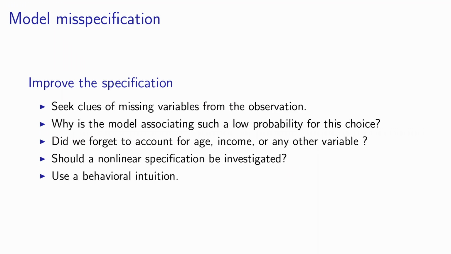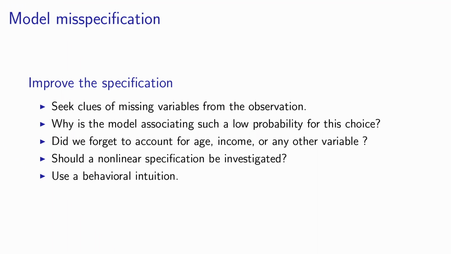So the second source of low probability prediction, the second source of outliers, is that the model has specification problems. And then you want to improve the specification. So the idea is to look carefully at the variables of this individual. You are looking for hints, for clues of possibly missing variables by looking at the observation. The idea is to say, okay, look, my model is telling me that there is a high probability to select the bus, but this person is taking the car. And the car has a very low probability in my model to be selected.